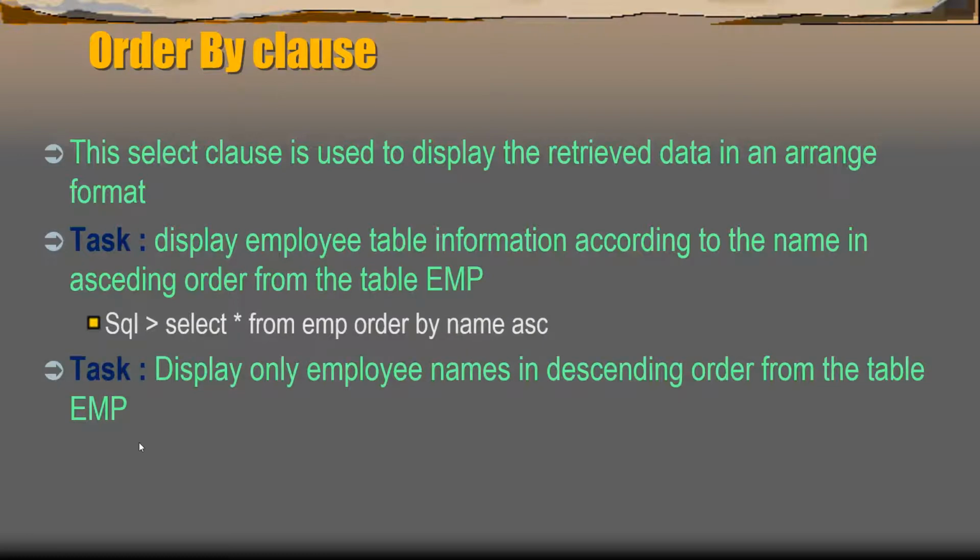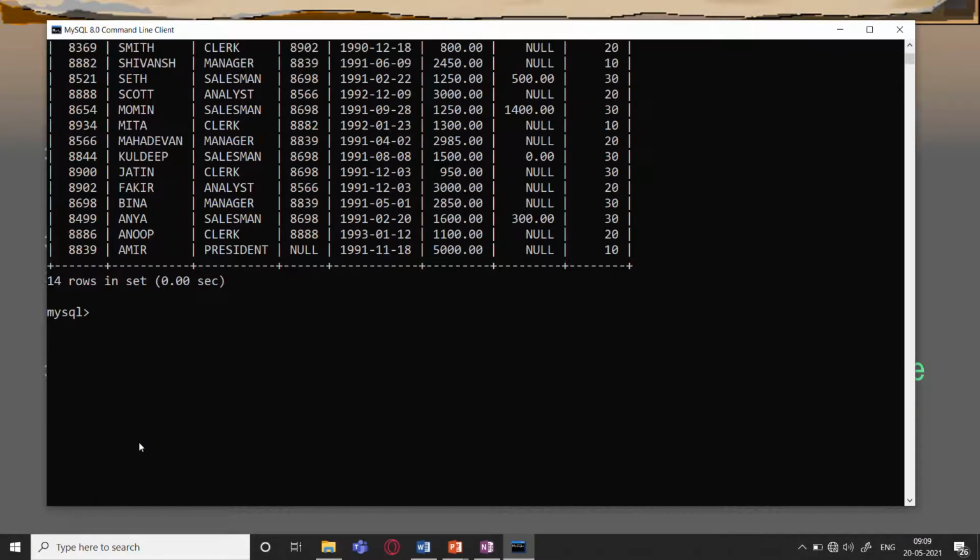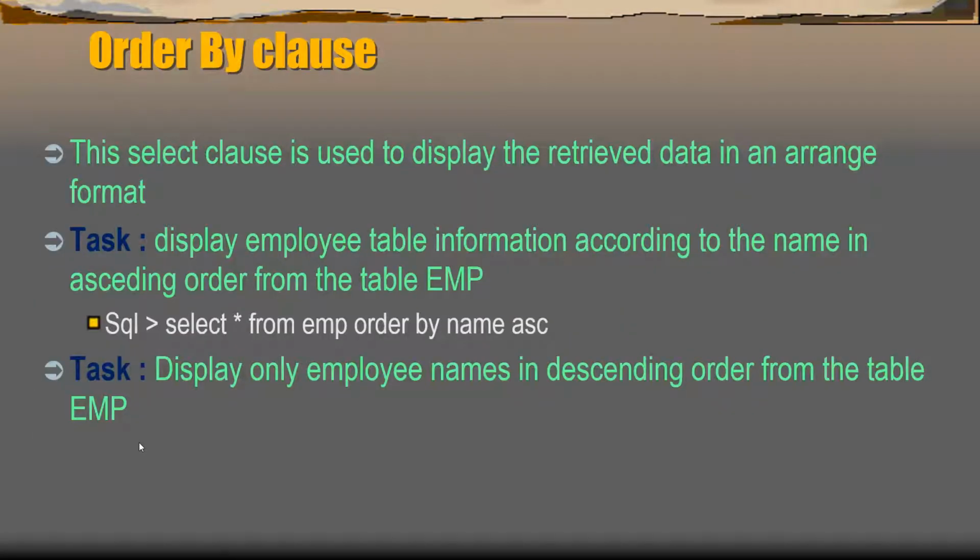Next, we will see: display only employee names in descending order from this table. So we have to display only the employee name. That would be select ename from EMPL order by ename DESC. Here you can see that because it has been specifically mentioned to display only employee names, we are displaying only the employee names, and that too in descending order.